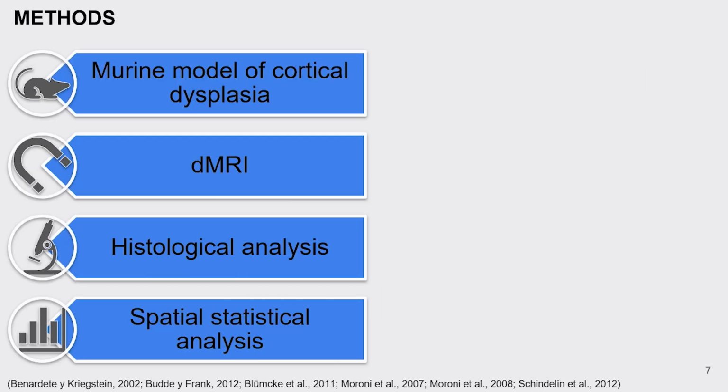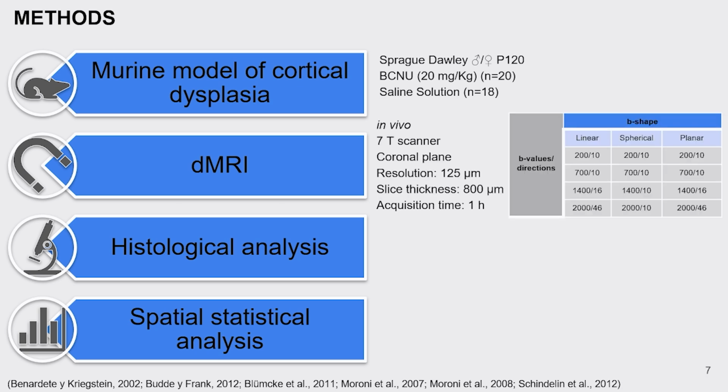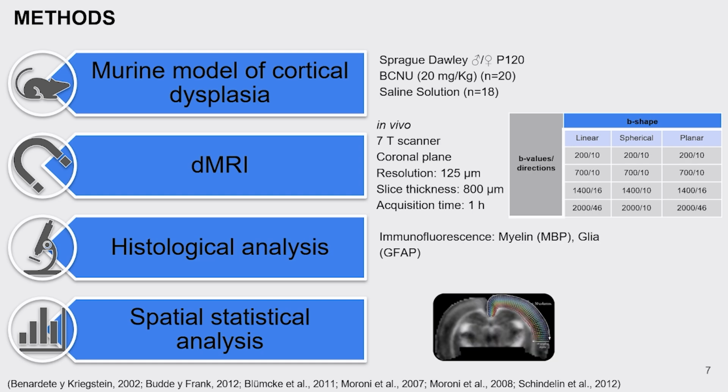The experimental strategy of this project was based on four main parts. A murine model of cortical dysplasia, where we use Sprague-Dawley rats of 120 postnatal days, and then all the rats were scanned in vivo in a 7 Tesla scanner, considering 3 b-tensor shapes and 4 magnitudes of b-values. Also, MBP and GFAP immunofluorescence were done, and we carried out a special statistical analysis, which I will explain next.